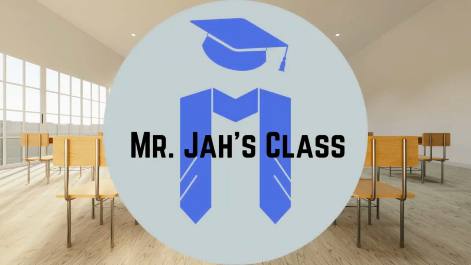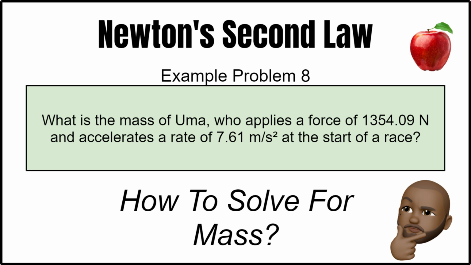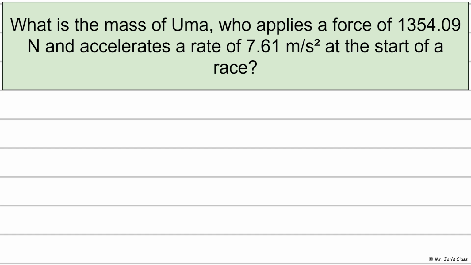Let's get started. How to solve for mass when dealing with Newton's second law. Let's take a look at this problem. What is the mass of Uma, who applies a force of 1,354.09 newtons and accelerates at a rate of 7.61 meters per second squared at the start of a race?